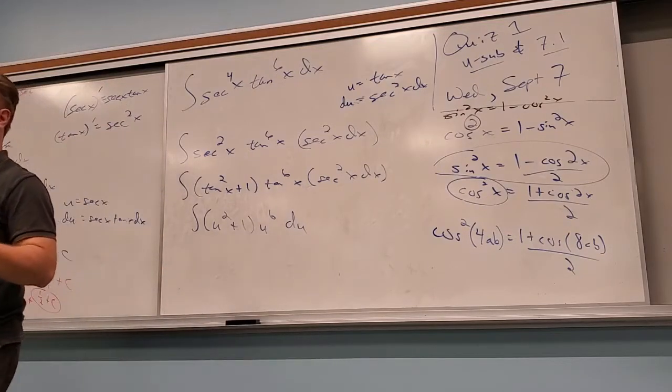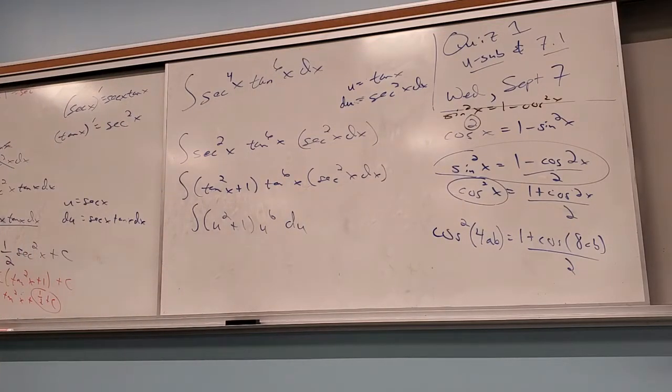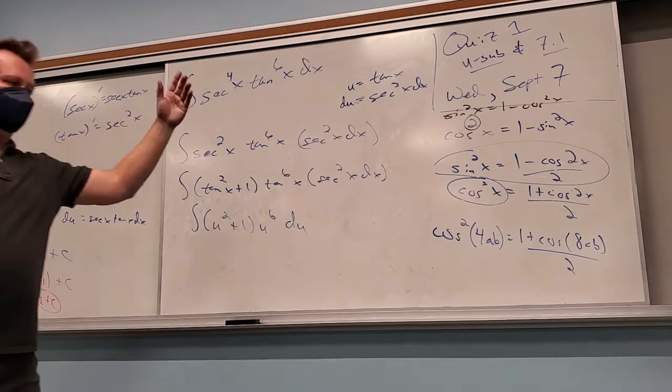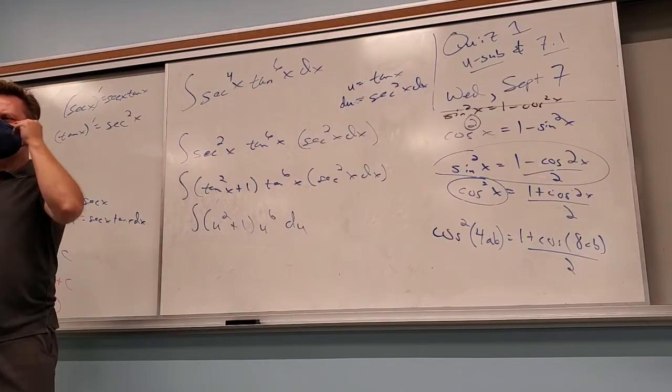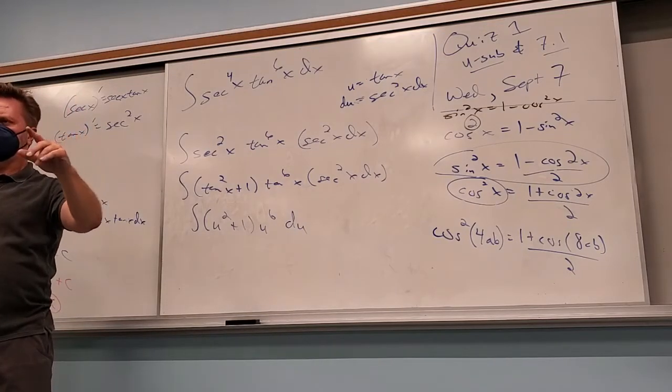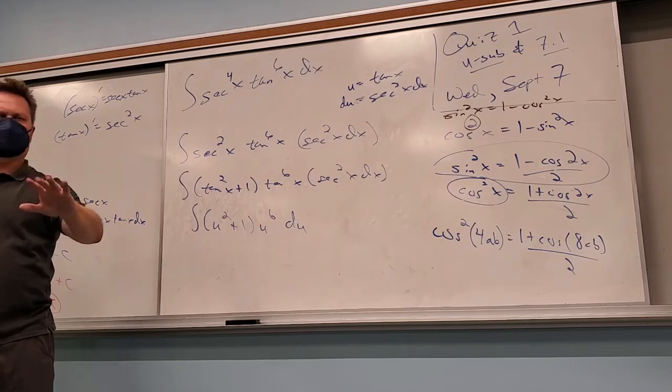Is your goal always trying to make both powers even? No. It depends on what each one has and what's left over. Especially with secant tangent, it's a little bit harder because one of the derivatives is secant tangent. I like the way you're thinking, but don't try to make it too general. It doesn't quite apply all the time.